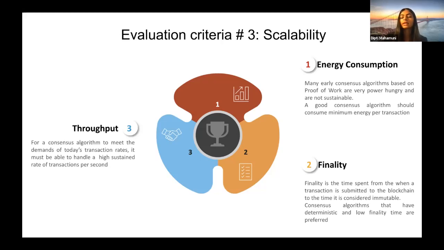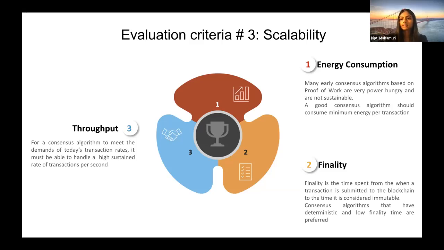First, I took a look at energy consumption. The proof of work algorithm is very power hungry due to the massive amount of computational power needed just to add a block to the blockchain. This computational power requires an excessive amount of energy usage. Algorithms based on proof of stake or proof of burn, however, manage to reduce the computational power that's needed, therefore also reducing their energy consumption. A good consensus algorithm should consume the minimum energy required per transaction.